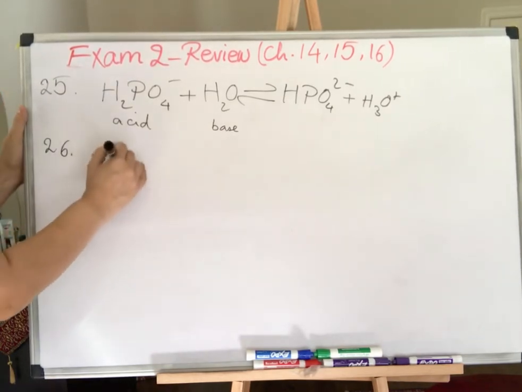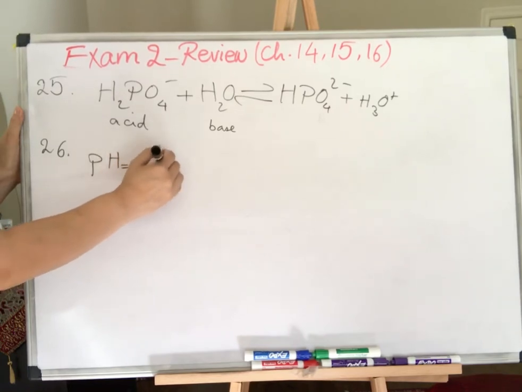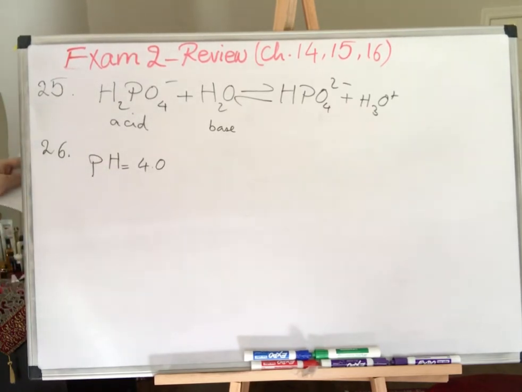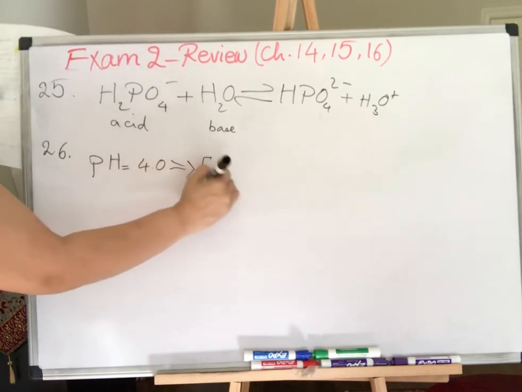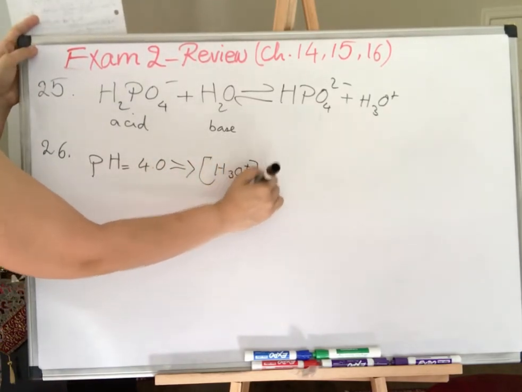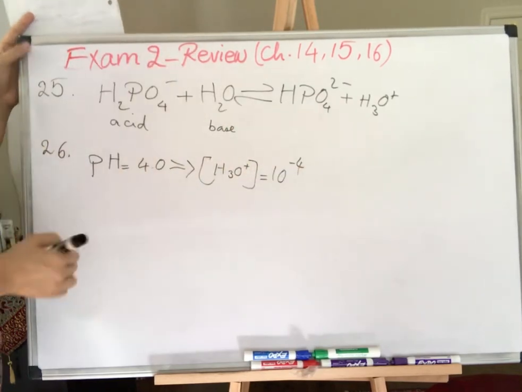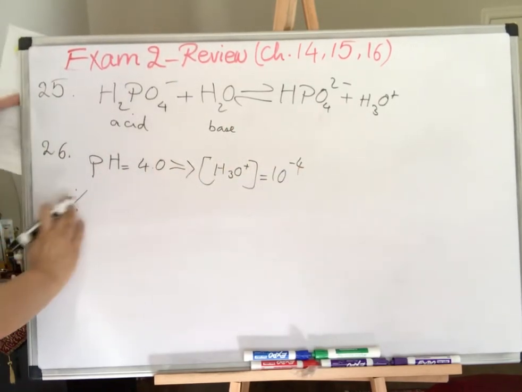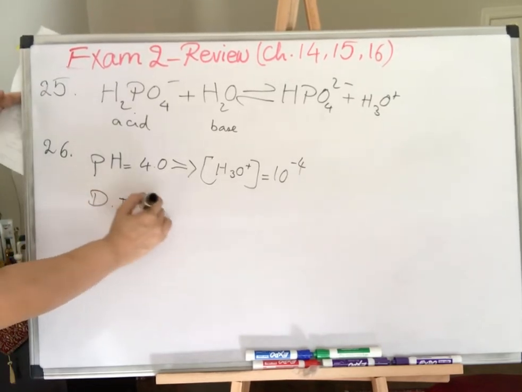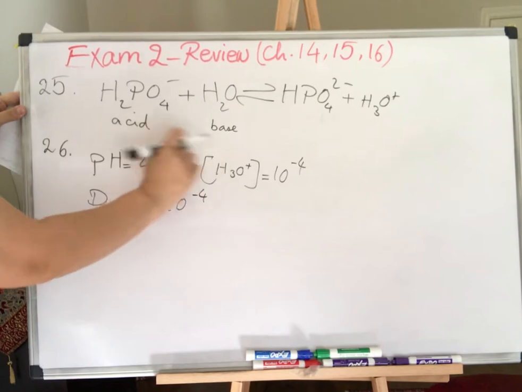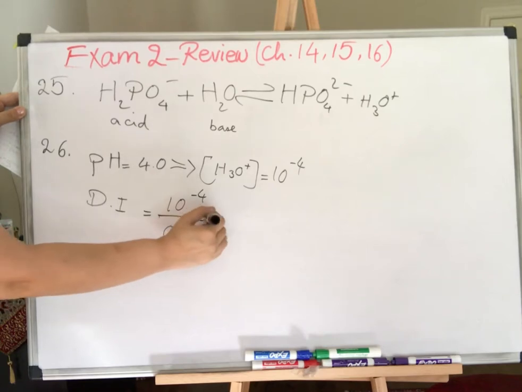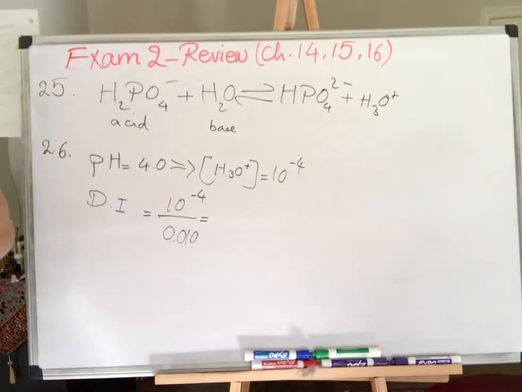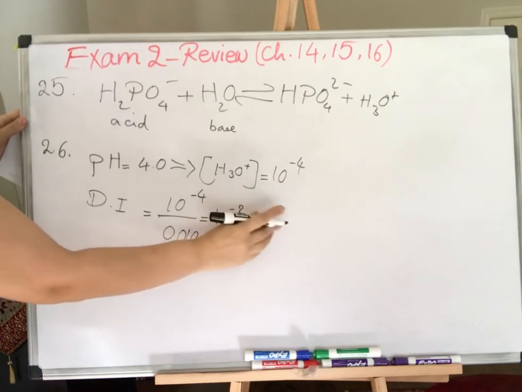For question number 26, the pH is given. pH is 4, and we need to find the degree of ionization. Degree of ionization is the amount that is ionized divided by the original value. So when pH is 4, then the concentration of H3O is 10 to -4, correct? Then the degree of ionization is going to be 10 to -4, the amount that you have, divided by the original value, which is going to be 10 to -2.